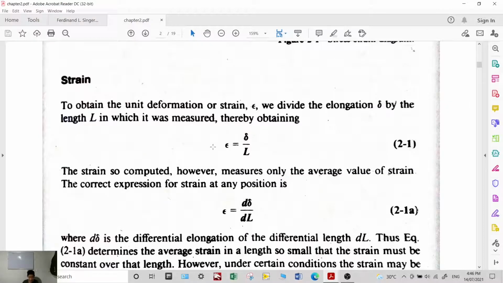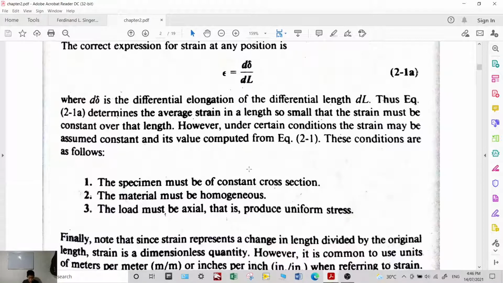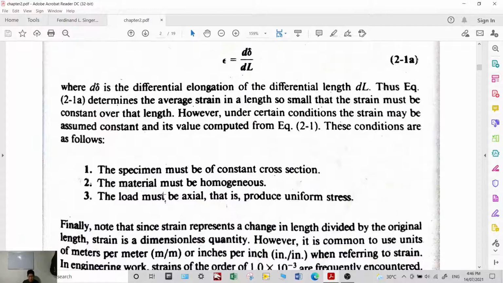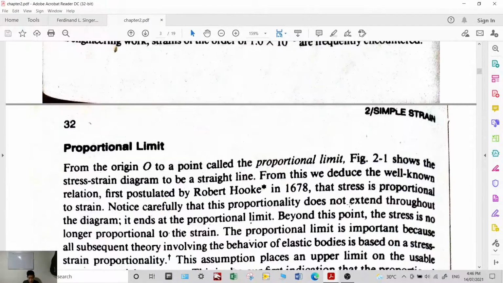Again, this is the formula for strain. This is the symbol for strain. Sigma over L. Okay, take note. These are the conditions in order to apply this equation. The specimen must be of constant cross-section, the material must be homogeneous, and the load must be axial. That is to produce uniform stress. Okay?